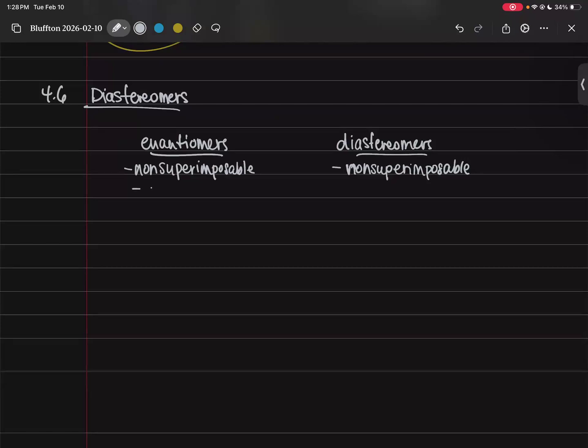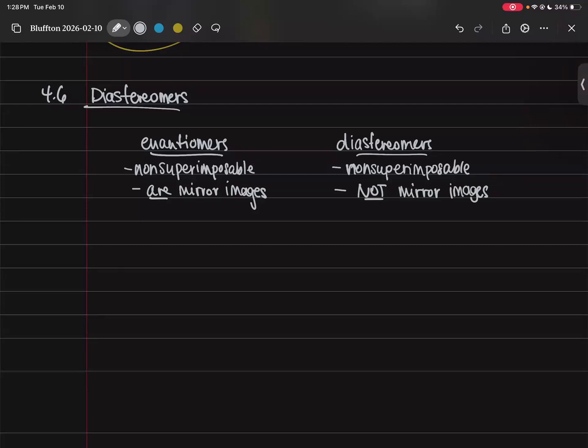Enantiomers are mirror images of each other. This is just the definition that I gave you for enantiomers. They are non-superimposable mirror images. Diastereomers are not mirror images of each other. I know this is really conceptual, but the last point is going to drive home the difference between the two.